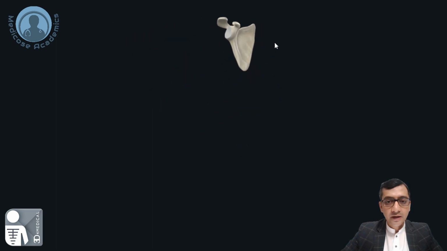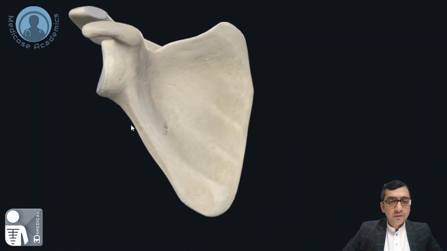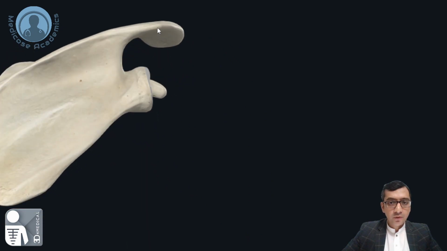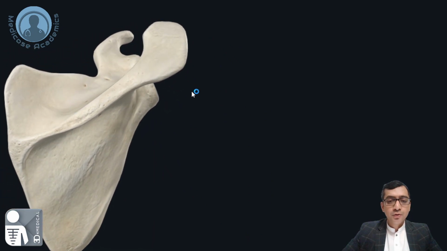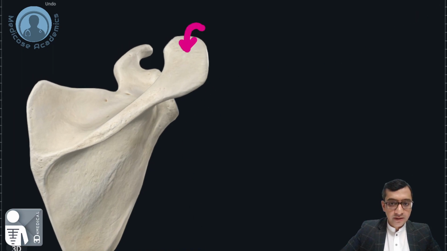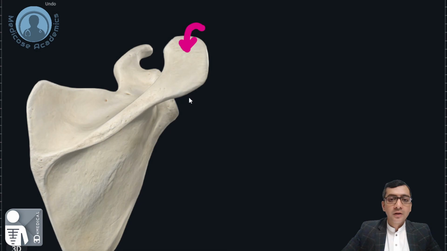So, if we get it in the anatomical position like this, and look at the acromion process, you will see that it is flattened from above downwards and expanded from side to side. So you will see it has two surfaces. The one on the top is the superior surface. The one on the bottom will be called the inferior surface.